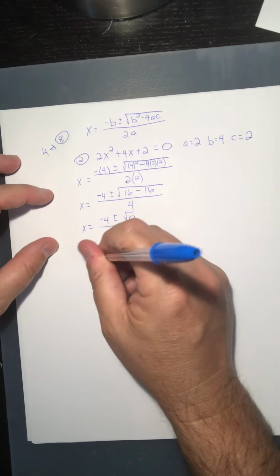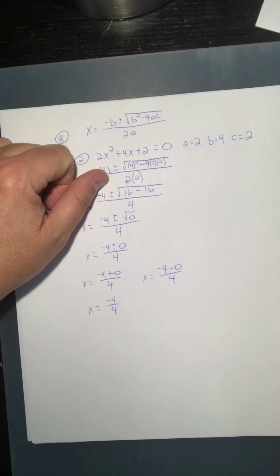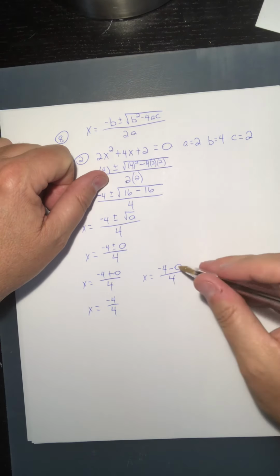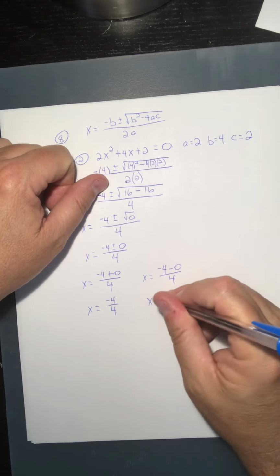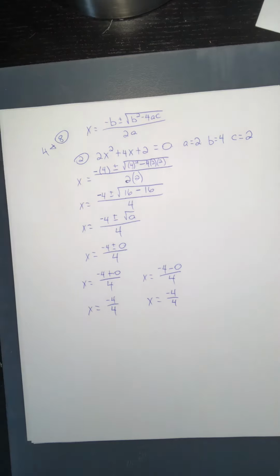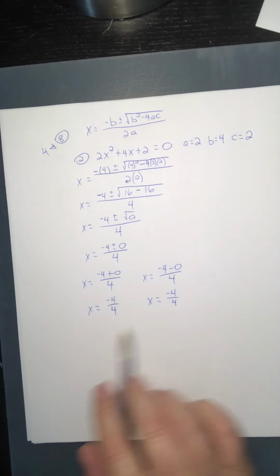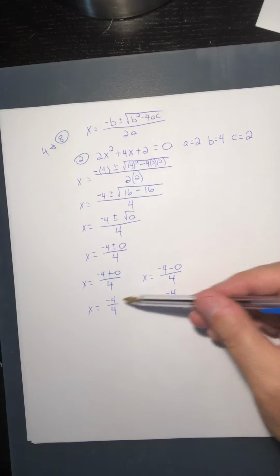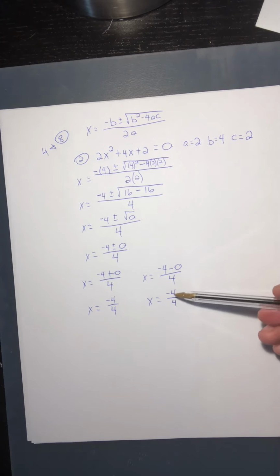That gives me negative 4 plus 0 over 4. And then that gives me negative 4 minus 0 over 4. Well, negative 4 plus 0 is negative 4 over 4. I'm going to do this one over here before I finish solving this one on the left. Negative 4 minus 0 is negative 4 over 4. And this is why I did them both at the same time, before I actually finished the one on the left. Because now you see that it's the same thing, negative 4 over 4, negative 4 over 4.